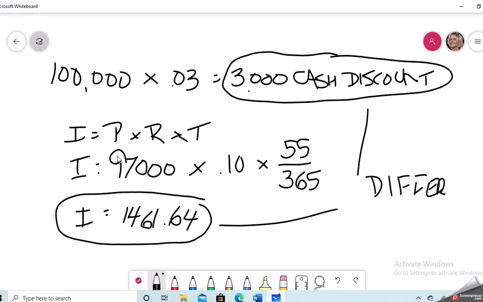So if we subtract these, that gives us $1,538.36 total savings. So again, if we're going to compare these interests, we compare that interest to this cash discount, and we say, okay, look, we are money ahead. We're going to save $1,538.36 if we borrow the money to take the cash discount.